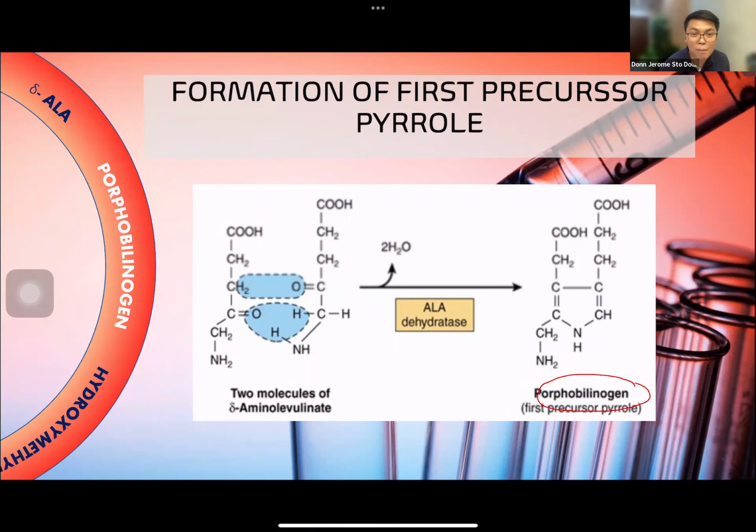Sabi natin kanina, di ba, ang porphyrin, ilan siya? It's made up of 4 pyrrole rings. So gagawin natin yung first precursor pyrrole, the first pyrrole ring. And this is catalyzed by the enzyme ALA dehydratase, sometimes called ALA dehydrase. This is a dehydrating enzyme. As you can see, there is a release of water in the process.